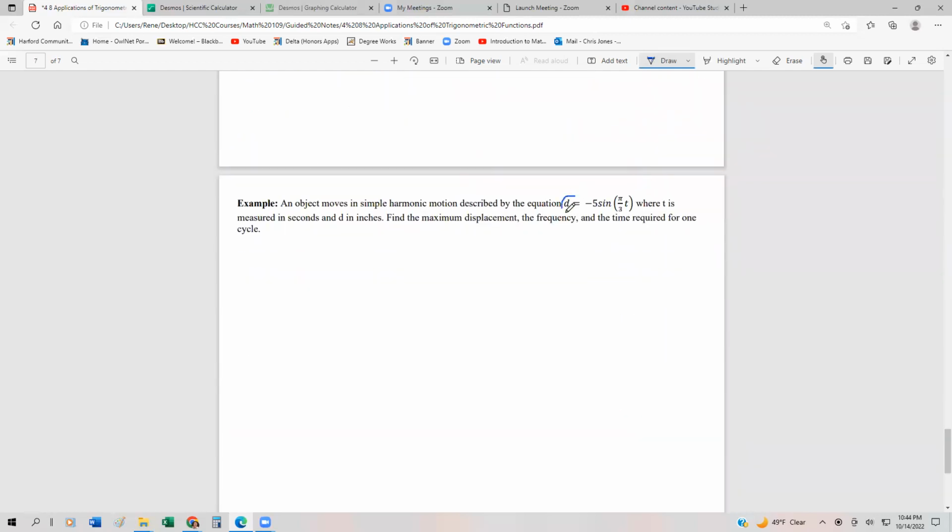We have another one, d equals -5 sine of pi thirds t. We're looking for the maximum displacement, the frequency, and the cycle. So in this case, lowercase letter a is -5, and so the absolute value of -5 is going to be +5, and it's again in inches. So that's the maximum displacement.